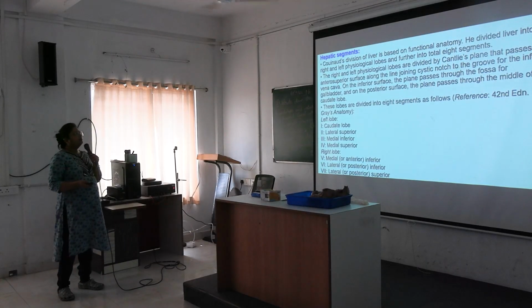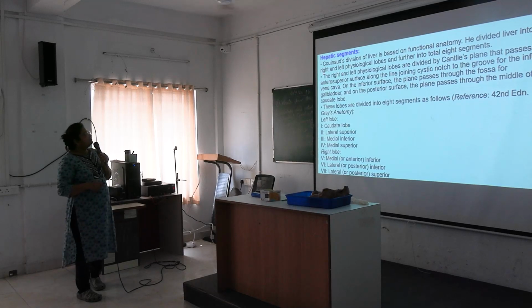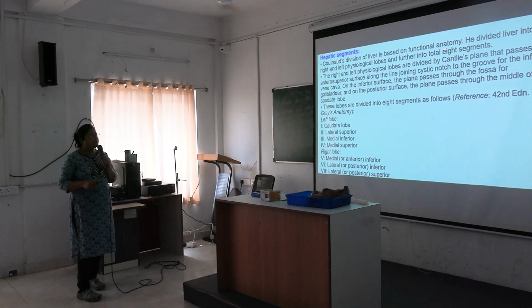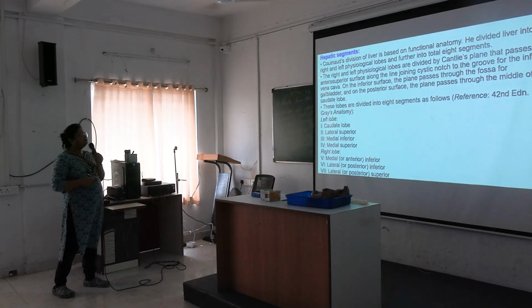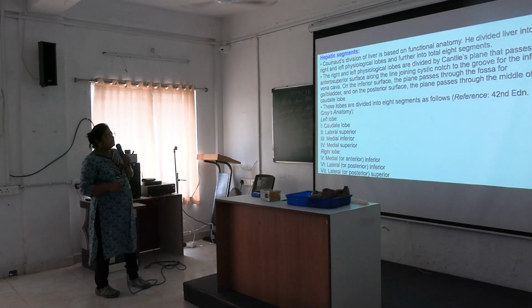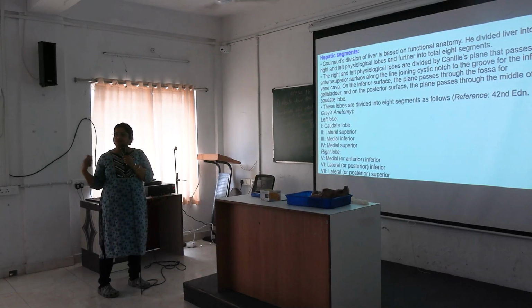Next we are going to hepatic segments. This is Couinaud's classification. Couinaud's division of the liver is based on functional anatomy, and he divided the liver into right and left physiological lobes and further into a total of 8 segments. Each lobe has 4 segments.